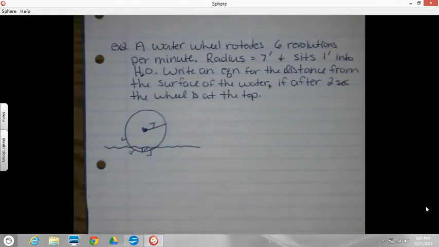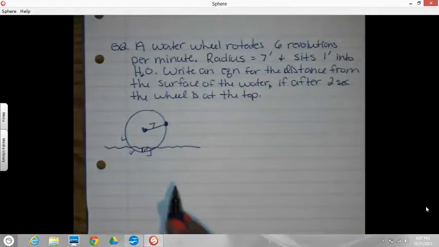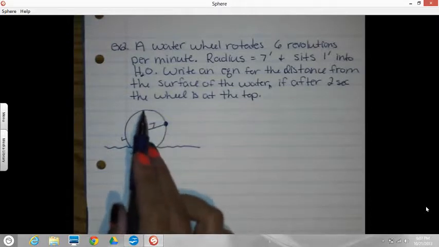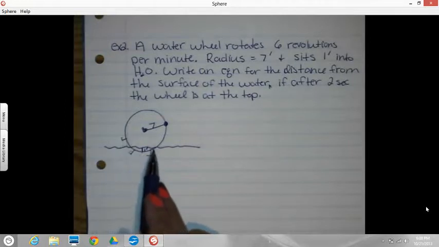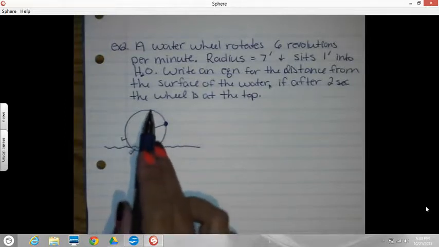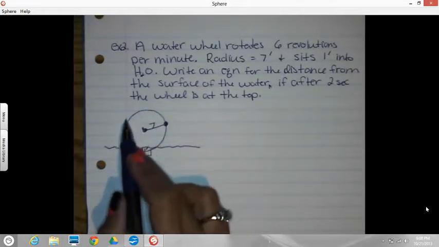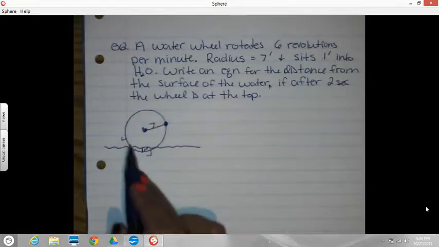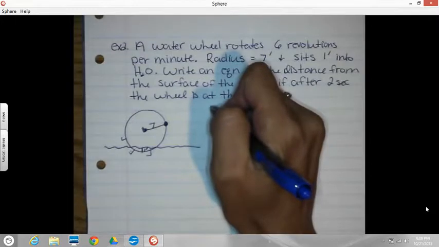And what we're doing is we're watching a single point on the wheel, and it says after 2 seconds of timing, that point is at the top. So then it gets closer to the water, below the water, gets farther away from the water, back at its max. So when the point is at the top, it's at its max. When it's farthest below the water, it's at its min, then it keeps doing that same thing again, making that nice cosine graph. So let's sketch the graph.